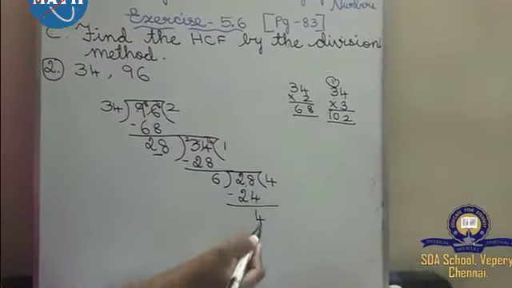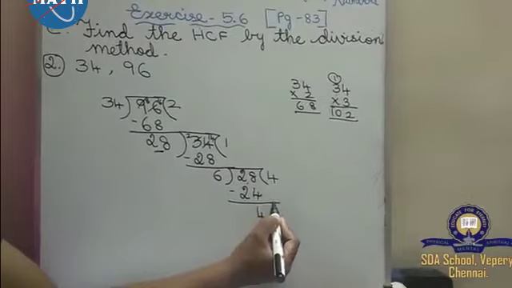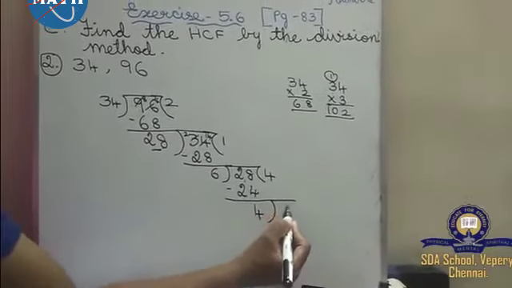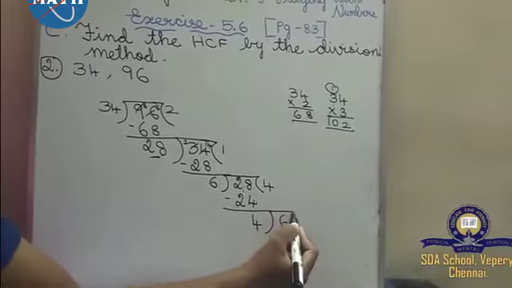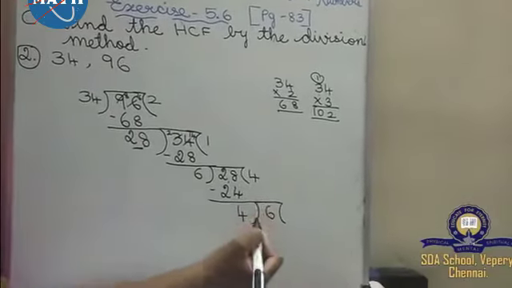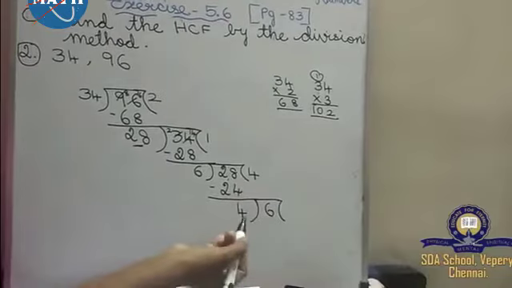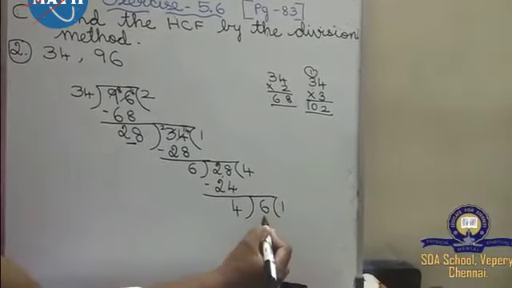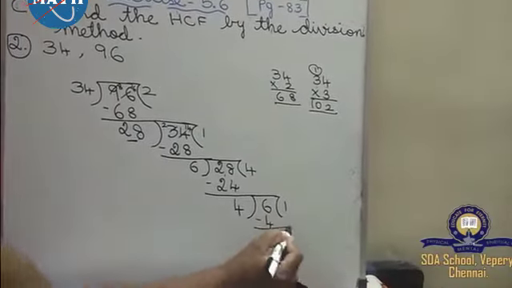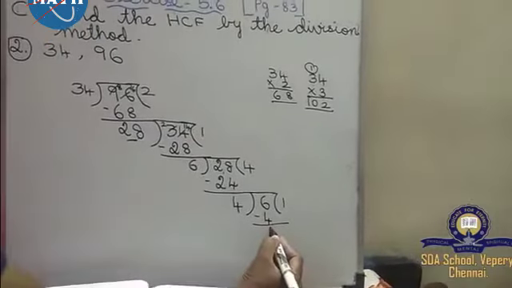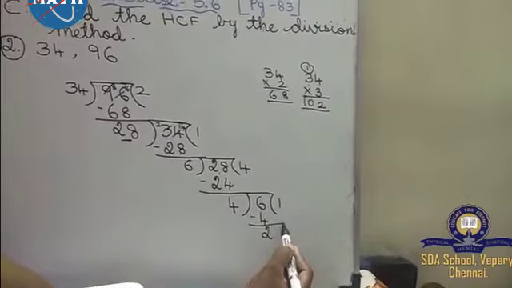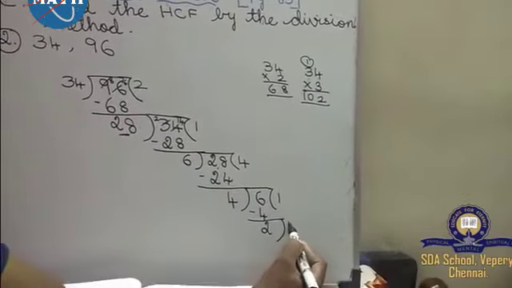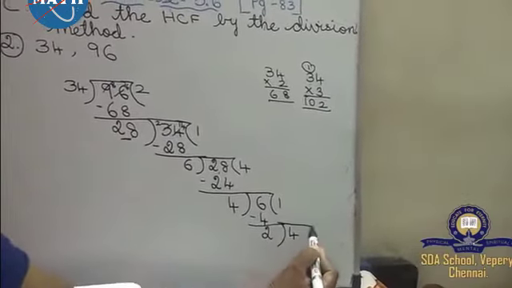So, again what we have to do? This will become the divisor and then 6 will become dividend. So, here 4 1 is 4. 4 2s are 8. Can we put 4 2s are 8? No. So, 4 1 is 4. So, 6 minus 4, what will come, children? 2.